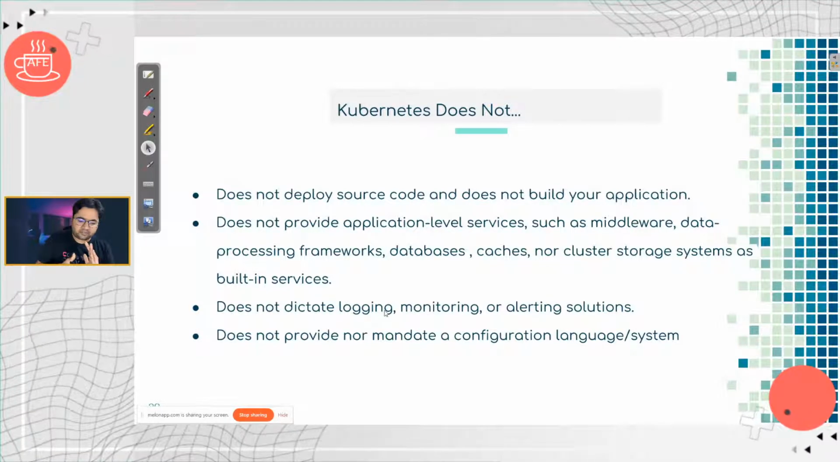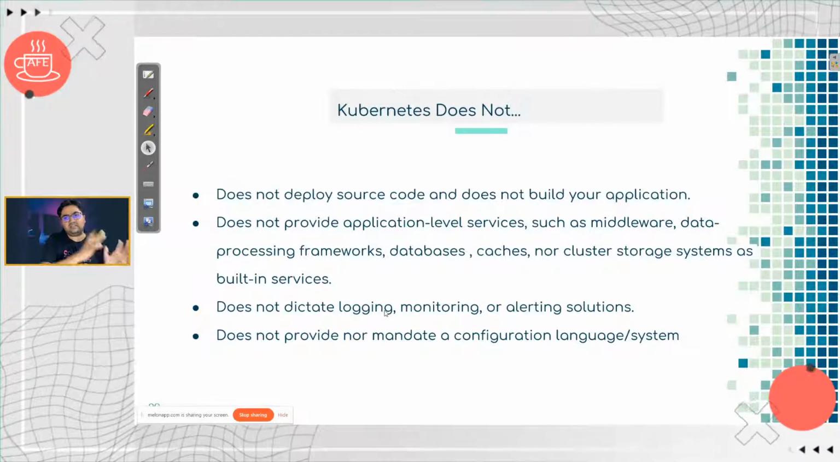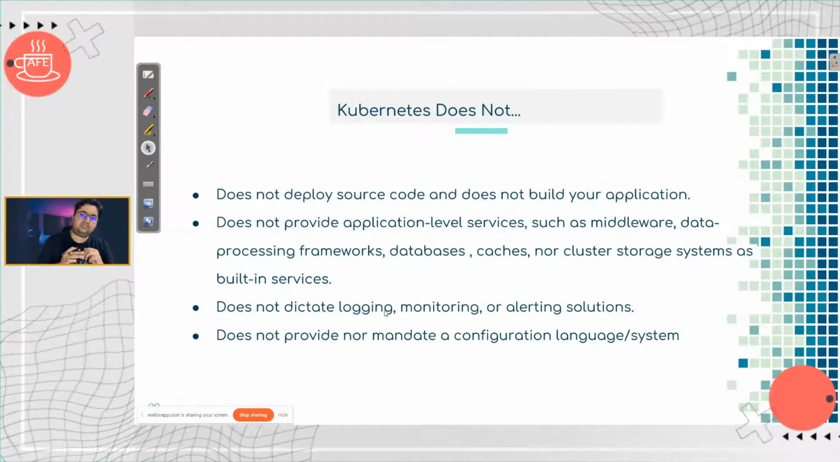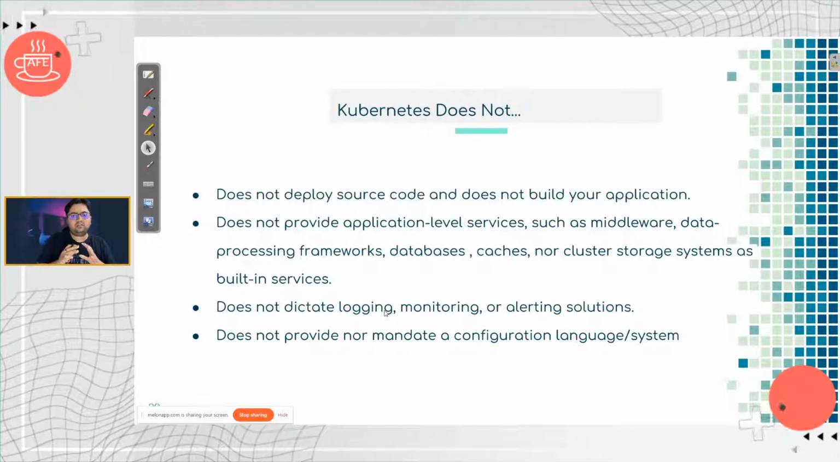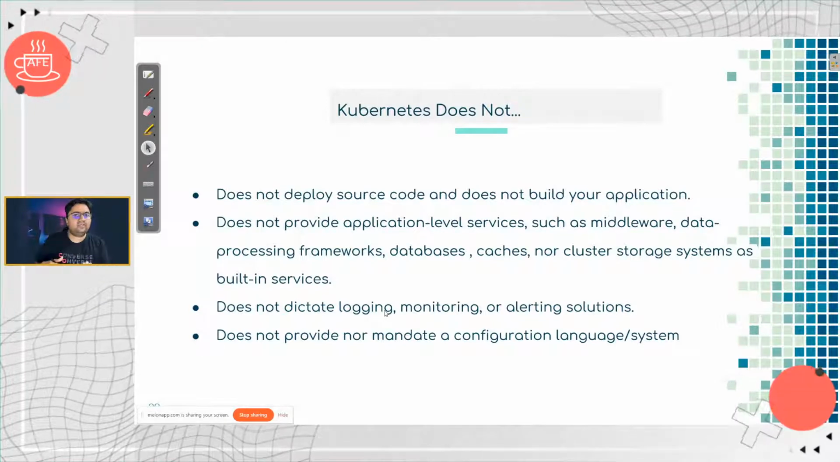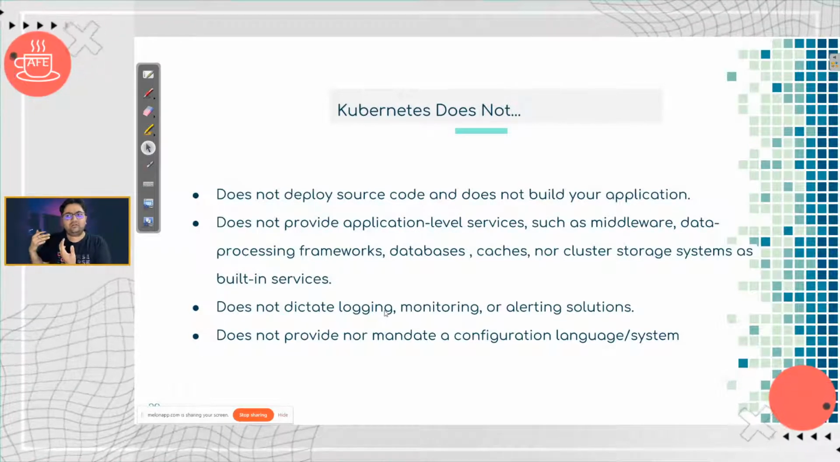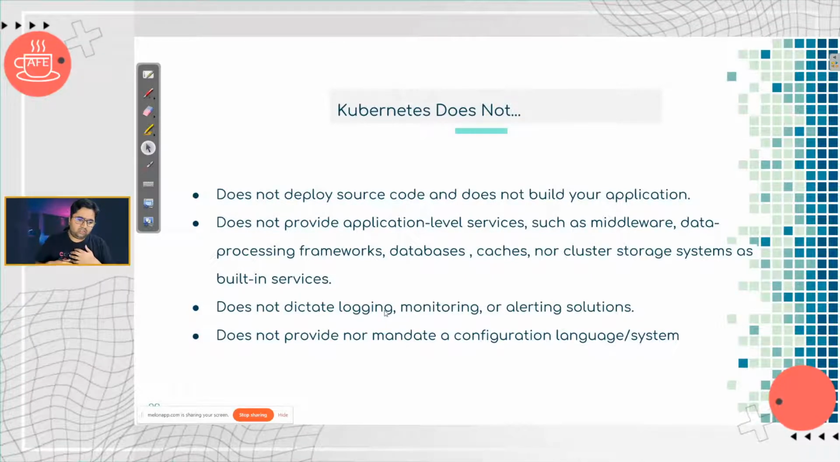It is not a DevOps system, right? It's not like Jenkins, though you can actually host Jenkins inside Kubernetes. Kubernetes does not provide application level services. It is not meant for it, right? It's an orchestrator. It will not give you databases. It will not give you caches. It will not give you anything which is going to help you build your application.